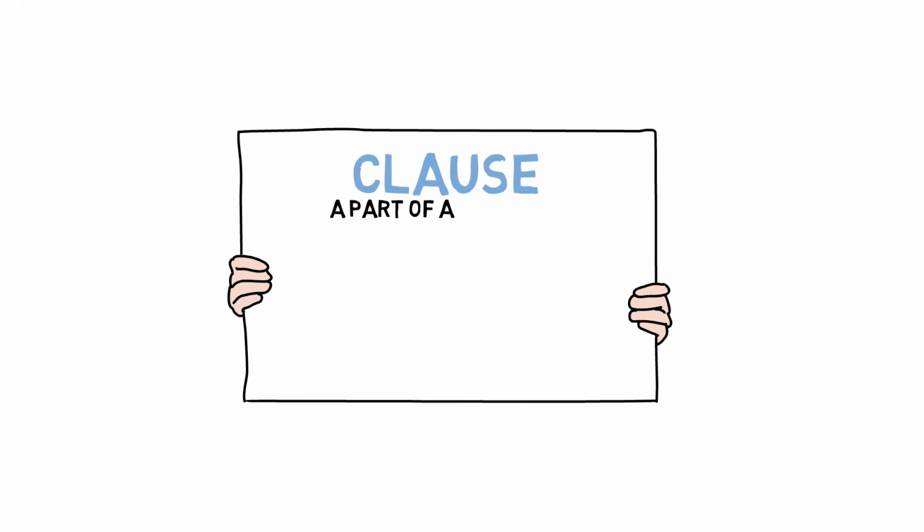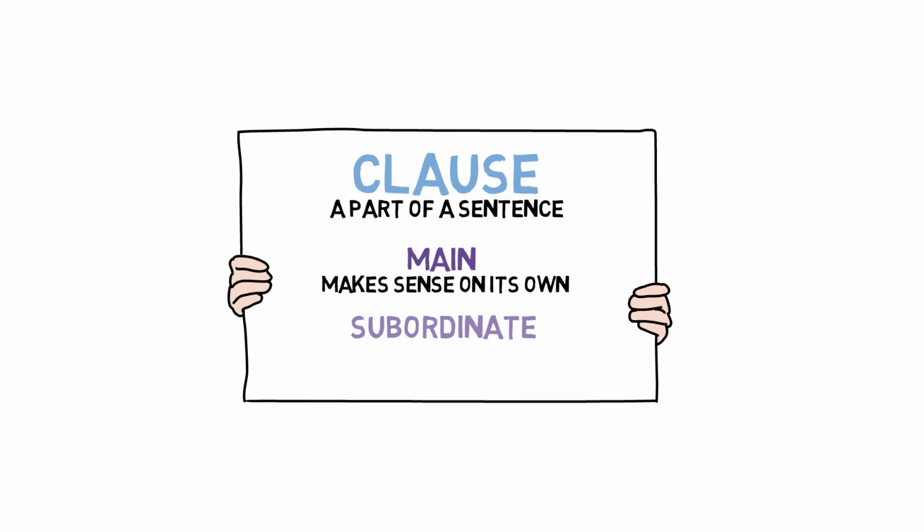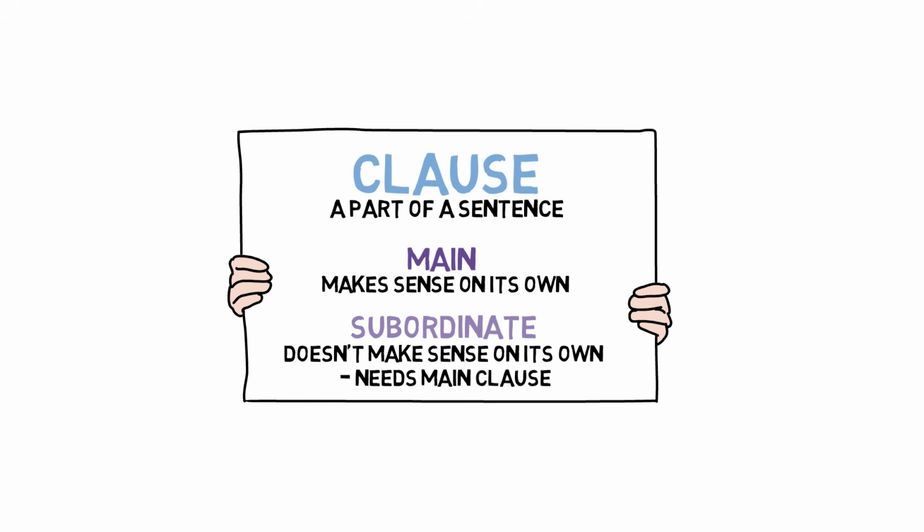Okay, so before we begin, it's important that you understand a piece of terminology that I'll be using in this video, and that word is clause. A clause is a part of a sentence, and it comes in 2 different forms, a main clause and a subordinate clause. A main clause is part of a sentence that makes sense on its own, and doesn't need another clause for it to make sense. A subordinate clause is part of a sentence that doesn't make sense on its own, and it requires a main clause to join with it for it to make sense.